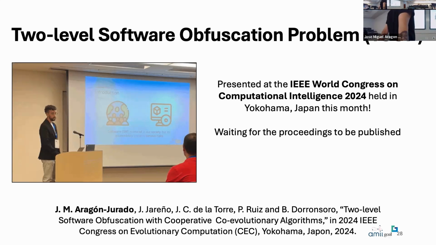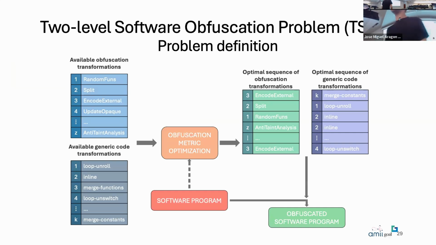Okay. So the two-level software obfuscation problem was presented this month at the IEEE World Congress on Computational Intelligence. Until now, the proceedings have not been published, so I don't have access to the paper. In this case, we have not only one set of transformations, we have two different sets. One set of obfuscation transformations is going to obfuscate the code at a first level. And we have another set of generic code transformations that is going to obfuscate the code at a second level.